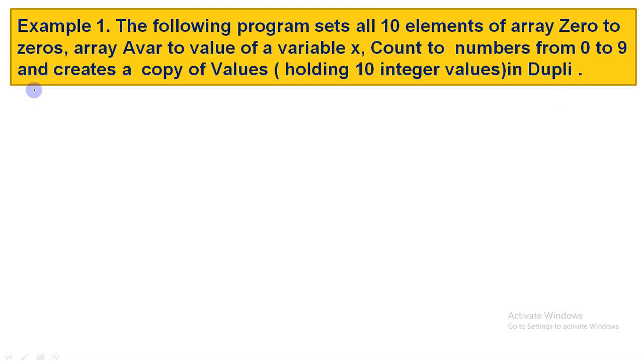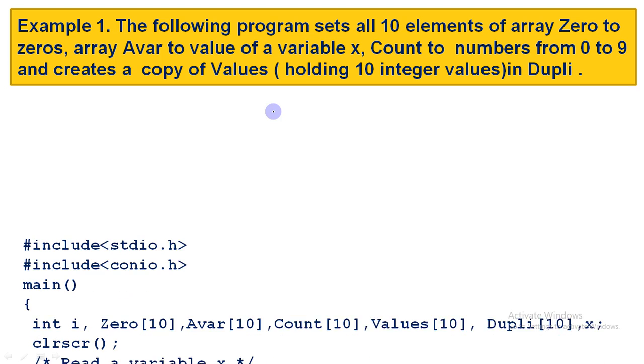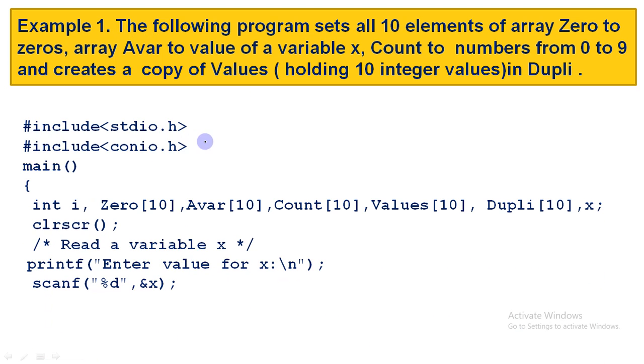So by doing this particular program, we will clearly understand what we mean by initialization of an array and duplication of an array, the very first manipulation. So include stdio.h, include conio.h, all these things are there as usual. Integer i to run the loop, 0, name of the first array.